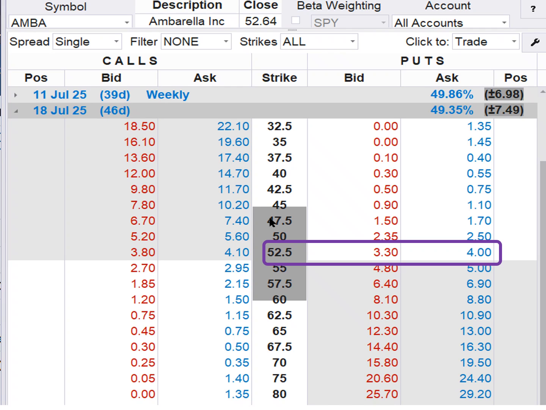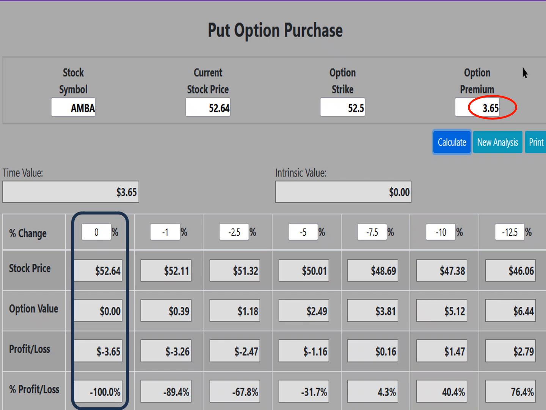We're going to look at buying the 52.5 strike put, which is the closest strike to the current price of the stock. The bid-ask spread for the 52.5 put is 3.30 to 4 even. We try to enter at the midpoint, so we'll use 3.65 as the buy price. Our put option calculator shows that if the AMBA stock price is flat at 52.64 when the options expire, the 52.5 put would lose 100% of its value. Ouch! That kind of loss can wipe out our trading account in a hurry.